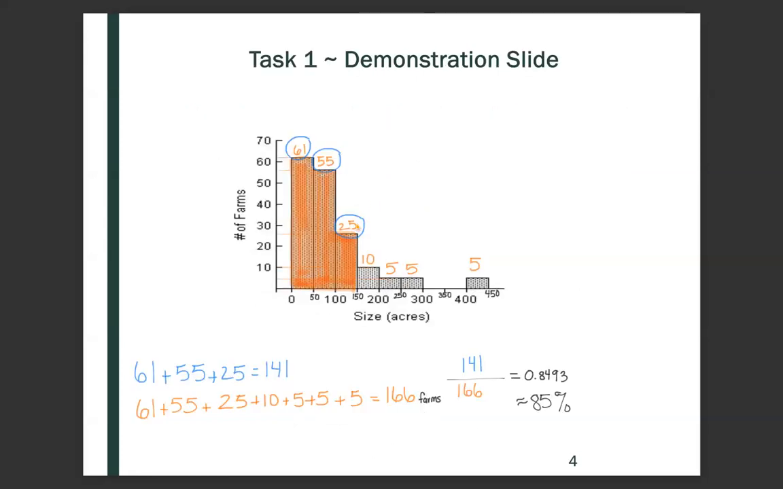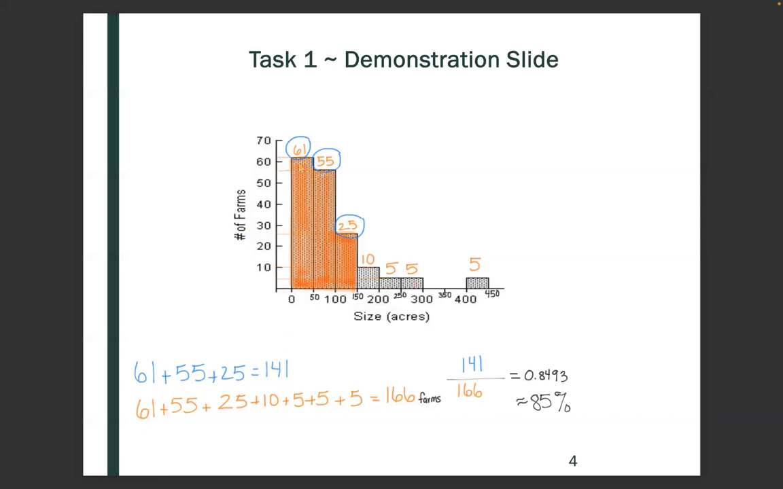So if we add up the height of these bins, we'll get the number of farms that are 0 to 150 acres. But in order to get that proportion, we also have to know the total number of farms that we're dealing with. So we also have to see how tall the rest of these bins are, and then we'll add up all of the heights of the bins together, and that will give us the total number of farms.